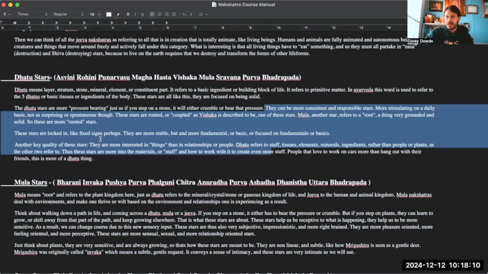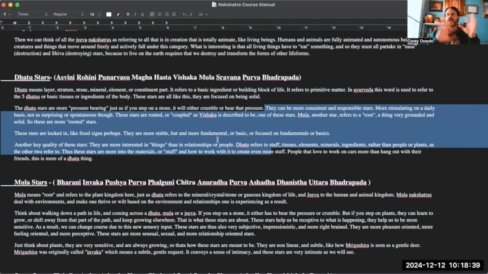So they're like locked in. They're like fixed signs, you could say, when it comes to signs. They're more stable and more fundamental and more basic, like how the fundamental building blocks of chemistry are elements, dhatu. You see, they love chemistry. They love to think scientifically, and they're more interested in things than in relationships or people. So dhatu refers to stuff, tissues, elements, mineral ingredients, rather than to people or plants.